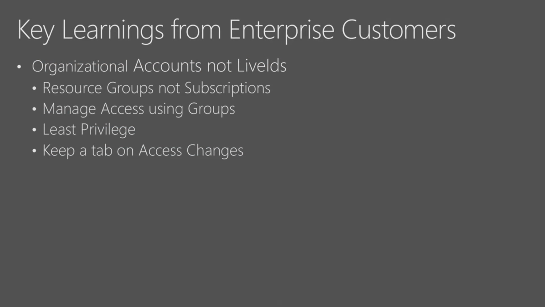So these are some of the key learnings from enterprise customers around RBAC. They want to use org accounts and not Live IDs, which we all understand. You want to assign the permissions you create at resource group level and not at the subscription level. If you assign at the subscription level, it's not a good practice. And you only assign the least privilege, the least set of permissions that someone needs to be able to perform some action.